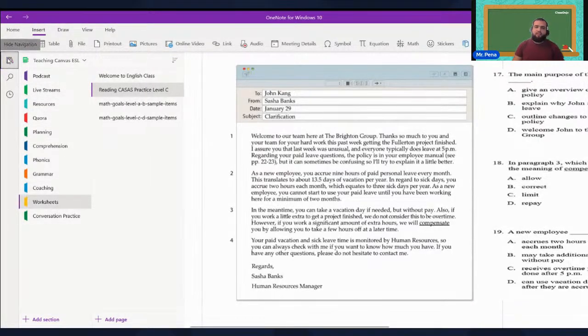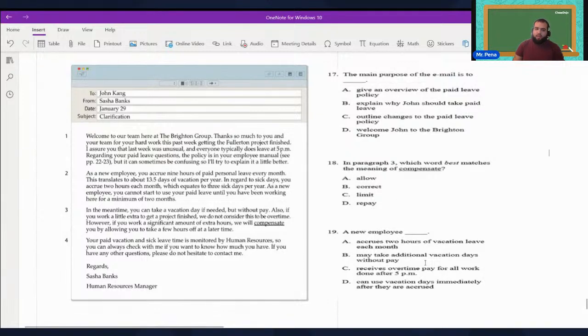Now let's get started with today's lesson. Here it shows that we are reading an email. From John King, from Sasha Banks on January 29. Let's read the email. It says, "Welcome to our team here at the Brighton Group. Thanks so much to you and your team for your hard work this past week, getting the Fullerton project finished. I assure you that last week was unusual, and everyone typically does leave at 5 p.m.